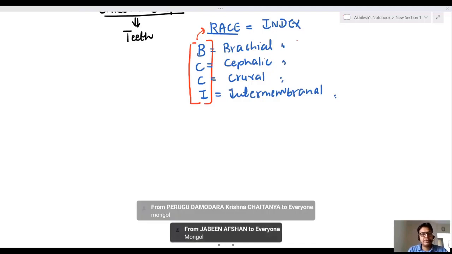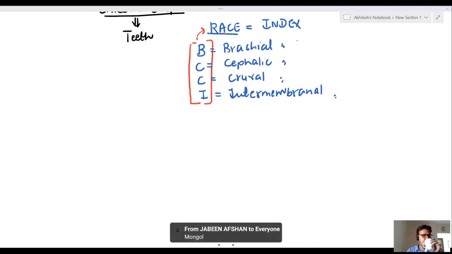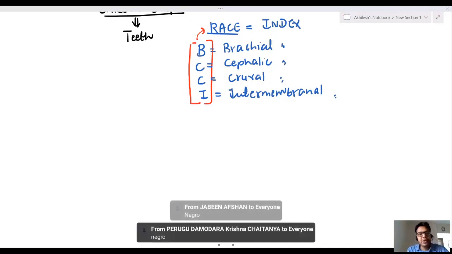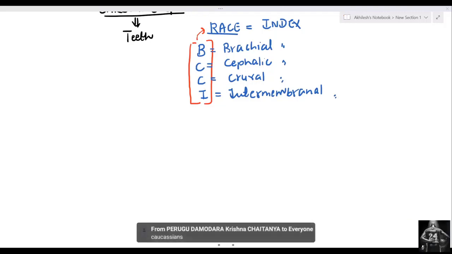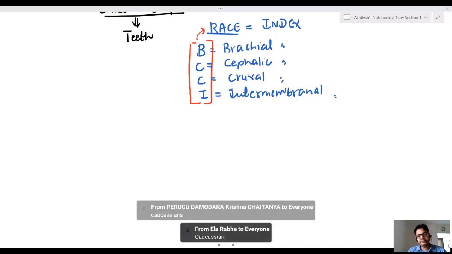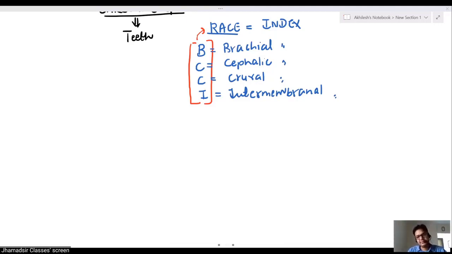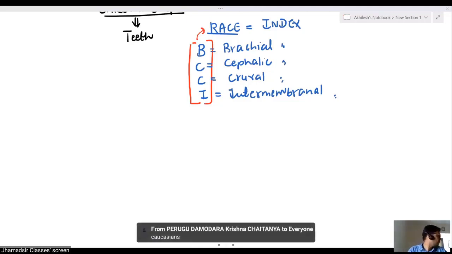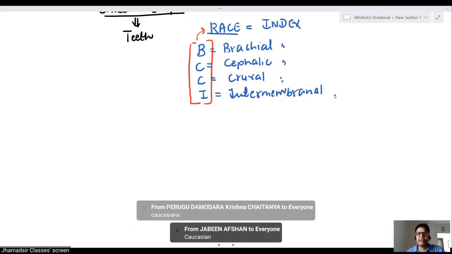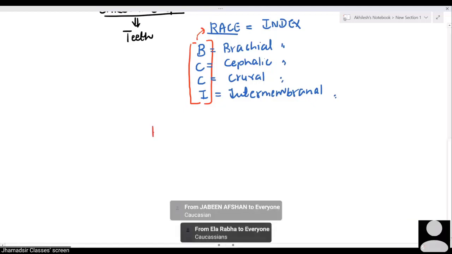Okay. Square-shaped orbit, which race? Negro. Yes, absolutely right. Triangular-shaped orbit, which race? Caucasians. Very good, it is right. Carabelli cusp in the teeth is seen in which race? Caucasians.